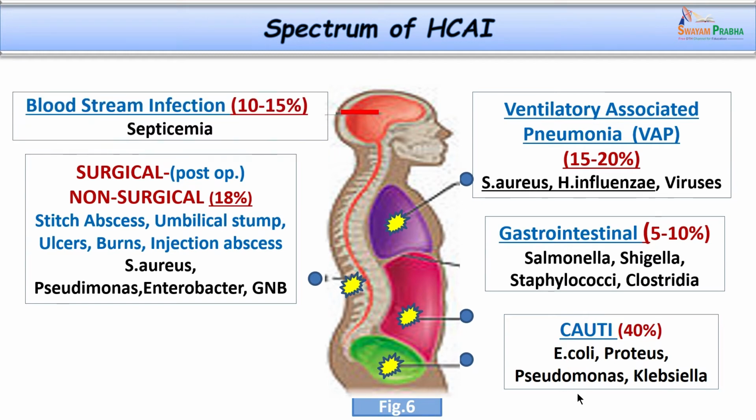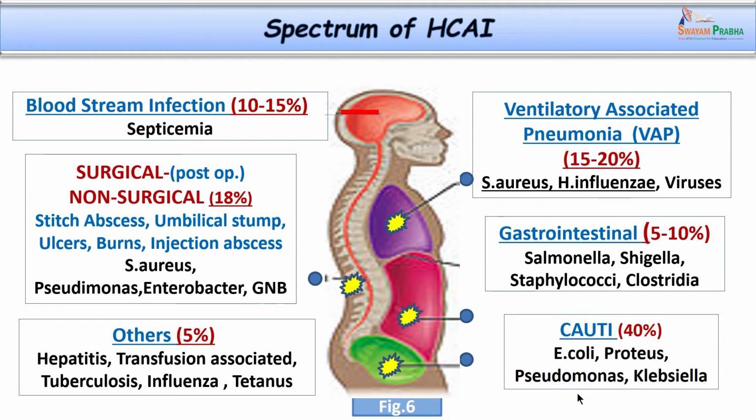The next group is the bloodstream infections, which contribute up to 10 to 15% of infections, the important ones being bacteremia and septicemias. In the index case, we discussed that there are some other infections like hepatitis and transfusion associated infections. They could be syphilis, malaria, and also hepatitis, HIV and others. They could be tuberculosis, influenza, tetanus. So, this is the whole spectrum of healthcare associated infections.